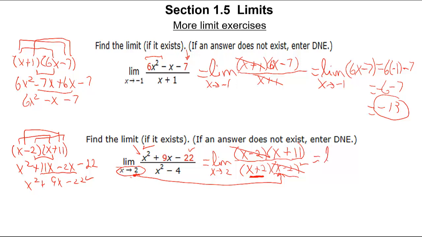Now that leaves me with the limit as x approaches 2 of the expression x plus 11 divided by x plus 2. And as we learned earlier, the limit of a fraction is just going to be the fraction of the limits. So I can just do each limit separately, and each limit separately is a polynomial. So I can just plug 2 in for x up top and 2 in for x down bottom. And I end up with 13 over 4.